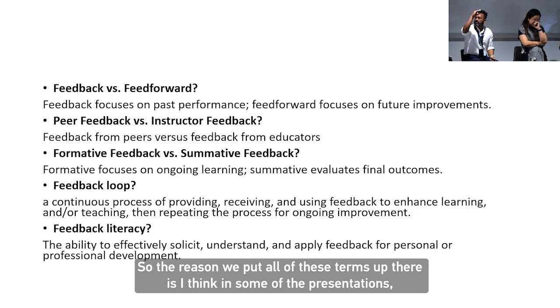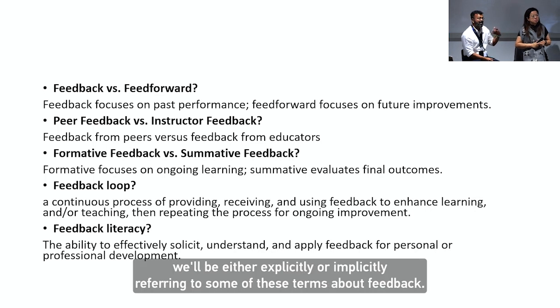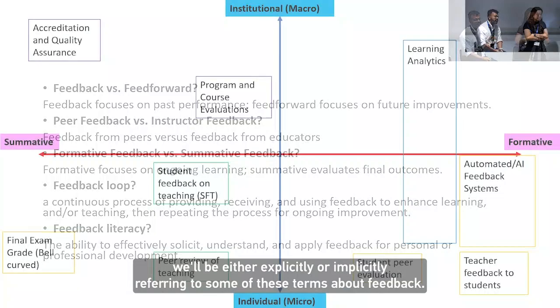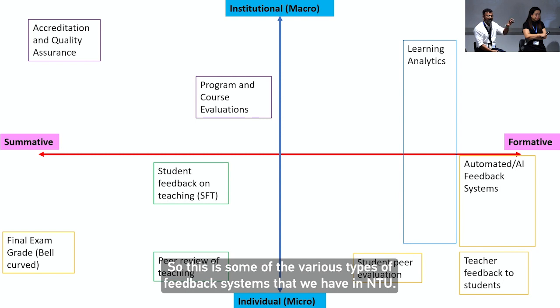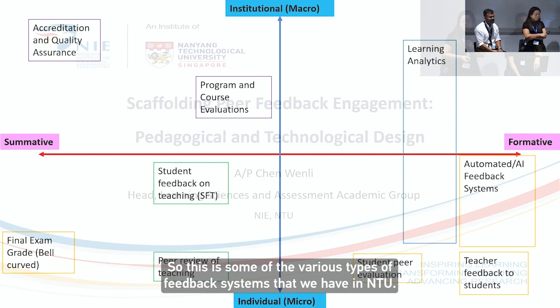So the reason we put all of these terms up there is I think in some of the presentations, we'll be either explicitly or implicitly referring to some of these terms about feedback. We'll be talking a lot about the various tools which improve or enhance feedback. How do we place all of these tools on a 2x2 axis? So this is some of the various types of feedback systems that we have in NTU.